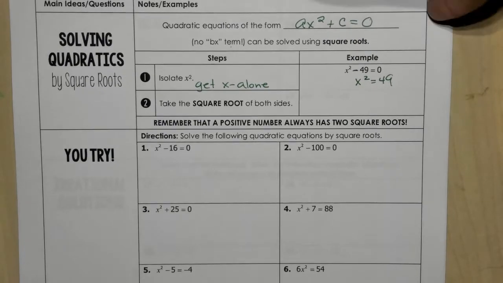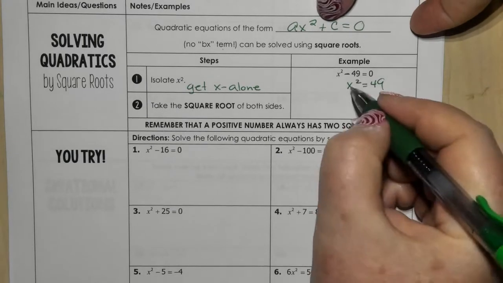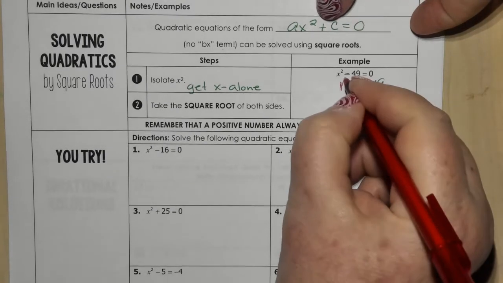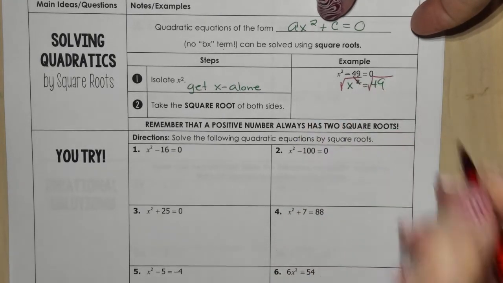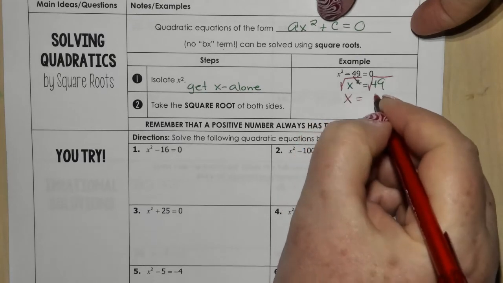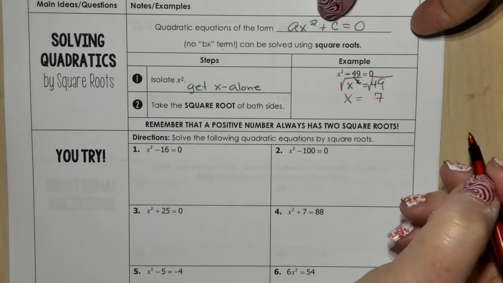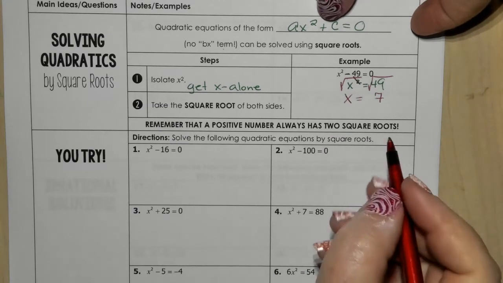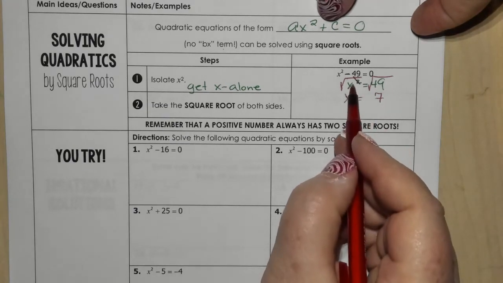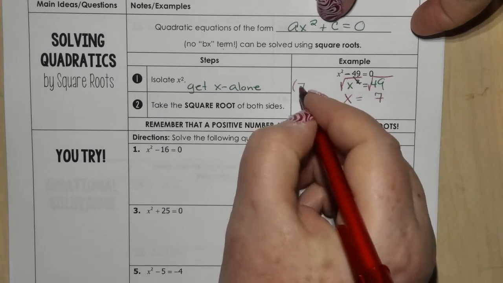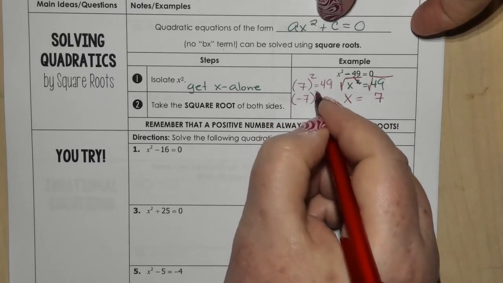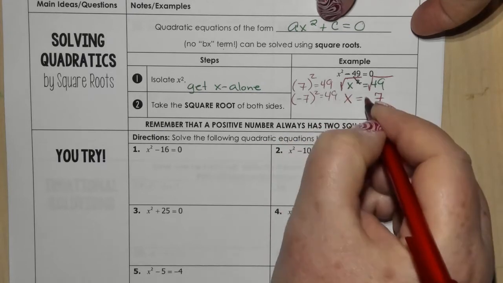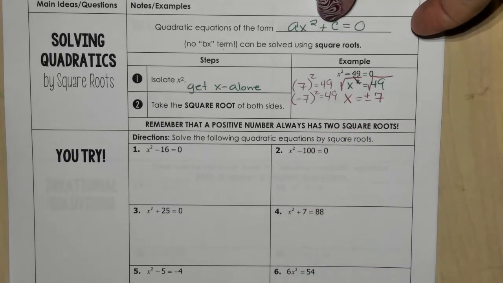Now, what we did in 7.2, remember we did square roots? How do you undo a square? What's the opposite of squaring something? That would be taking the square root. The square root cancels out that square, and you are left with x equals 7. But is it only 7? No, it's not. What number, when you multiply by itself, will give you 49? Well, that's 7 and negative 7. So it's actually x is equal to plus or minus 7.